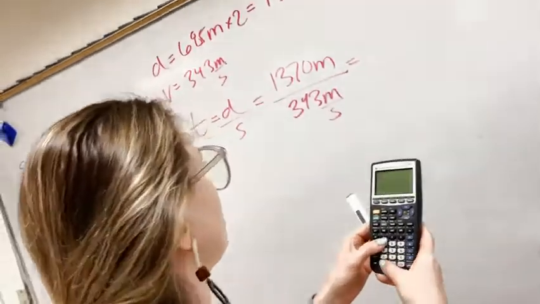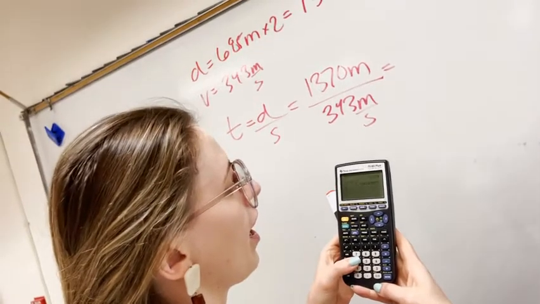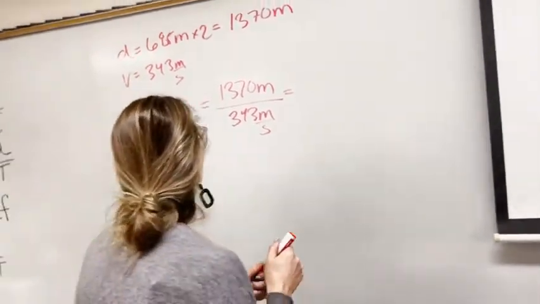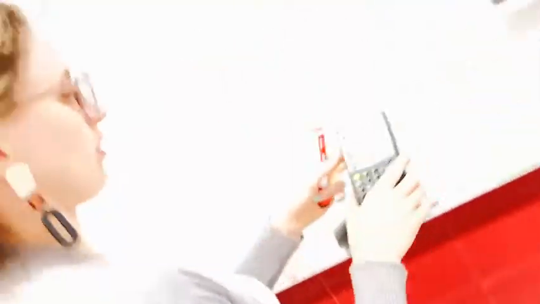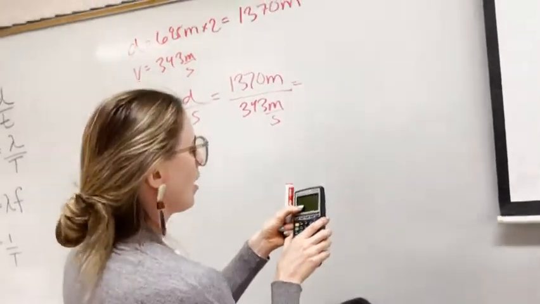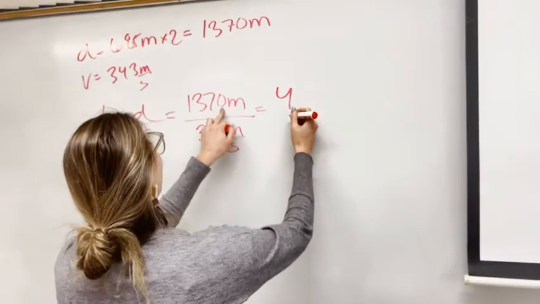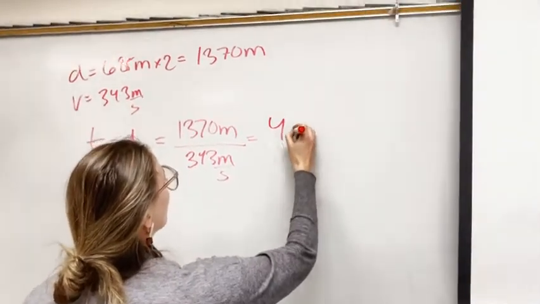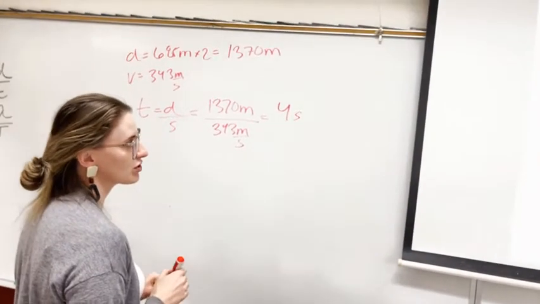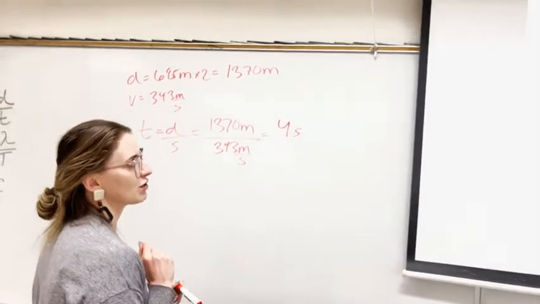So 1370 divided by 343, and I get, I'm just going to call it 4 seconds. Is it 4 or 0.4? Let me check my work there. Oh, it's 1370. No, it's four. I didn't see the zero. So 4 seconds. So how much time before the echo is heard? If I scream, and I'm that far away, it'll take 4 seconds for it to be heard.